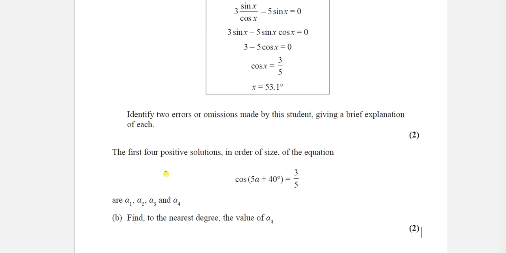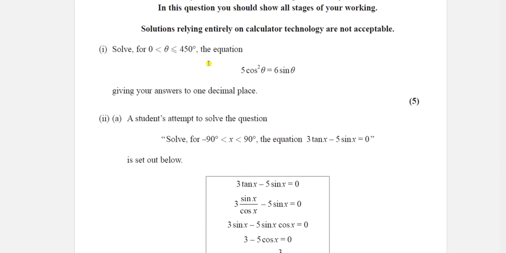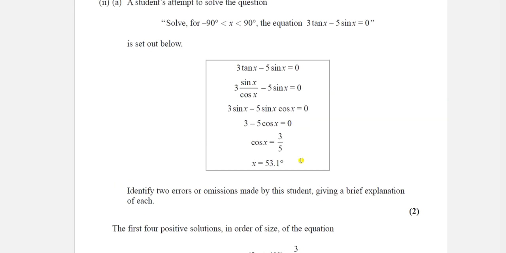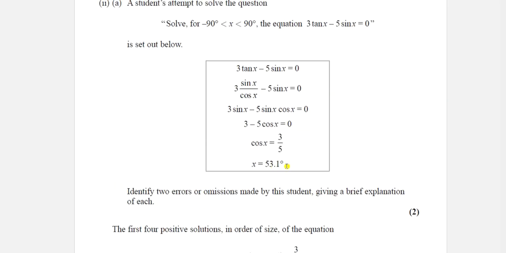And one clue actually comes from reading this bit, or from thinking back to what you did here. We were looking for solutions to this, and we found loads of them. In fact, we know there will be many of them because it says giving your answers, plural. And down here it talks about the first 4 positive solutions. So there must be a whole bunch of solutions even to this simple equation. Why is it that we only got one solution here?